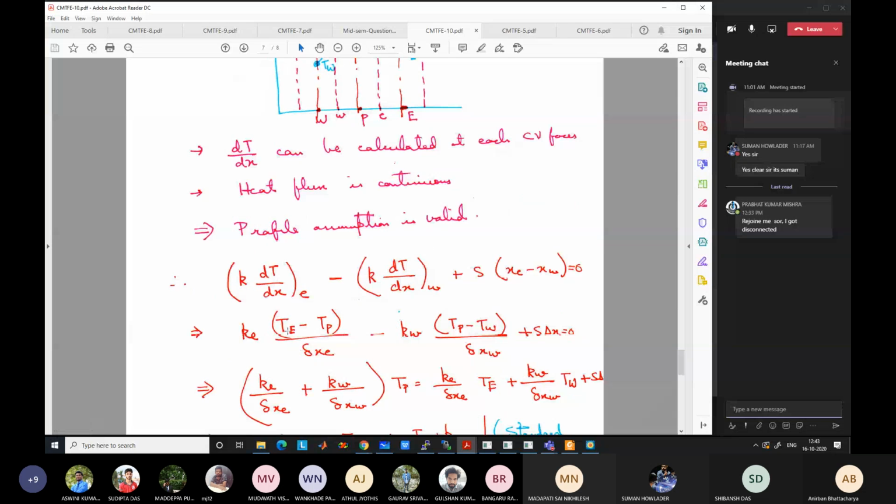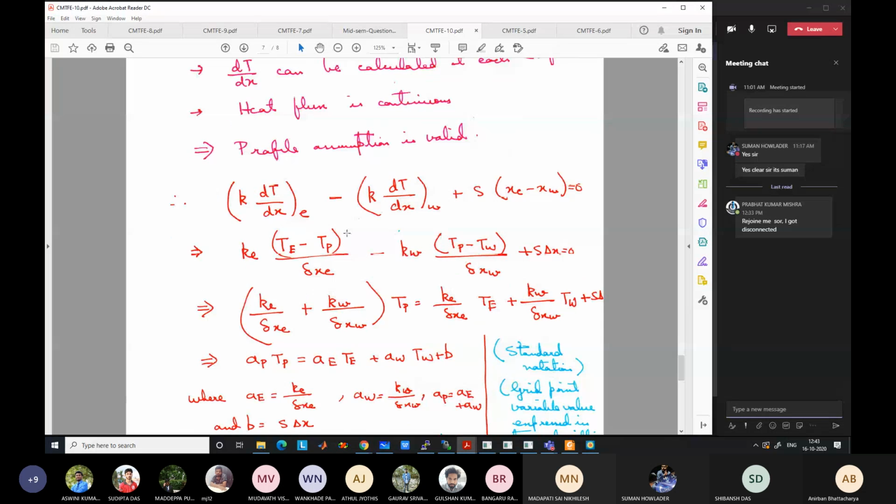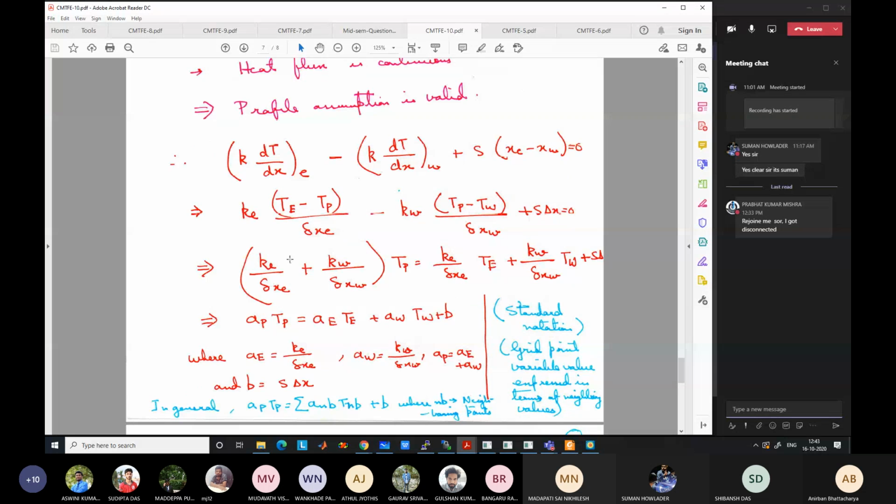So once you write this, you just accumulate all the coefficients corresponding to each of the temperature values. You have three temperature values Tp, Te and Tw. If you accumulate these coefficients, you get an equation of this form: Ke by delta Xc plus Kw by delta Xw Tp is equal to Ke by delta Xc Te plus Kw by delta Xw Tw plus S into delta X. That X is missing; it has got cut off during scanning. S into delta X can be written in the standard notation: APTP is equal to AETE plus AWTW plus B.